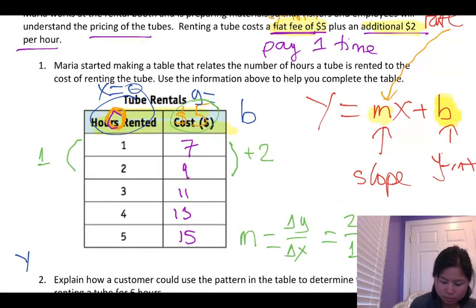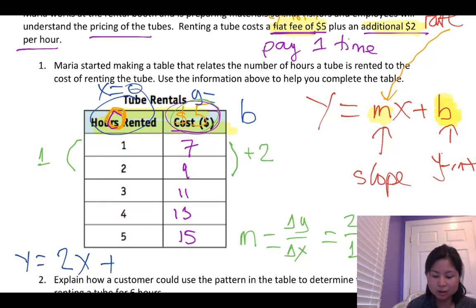My equation will be y equals, I know the slope that I just solved for, which is the m, is 2, plus I know the b value, right? The b value is right here. The initial, when x is 0, is given to me. So that will be my equation.